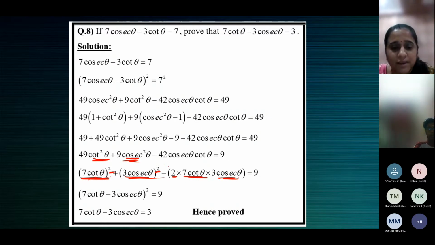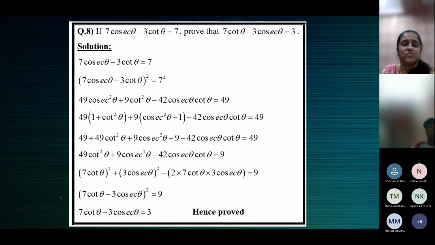So you can see when you multiply 2 7s are 14, 14 3s are 42, 42 cot theta cosecant theta. So clearly it's in the form a square plus b square minus 2ab, which is a minus b the whole square. A is this one, b is this one. A minus b the whole square because it's minus 2ab. So 7 cot theta minus 3 cosecant theta, the whole square is equal to 9. So 7 cot theta minus 3 cosecant theta is equal to square root of 9, which is 3.